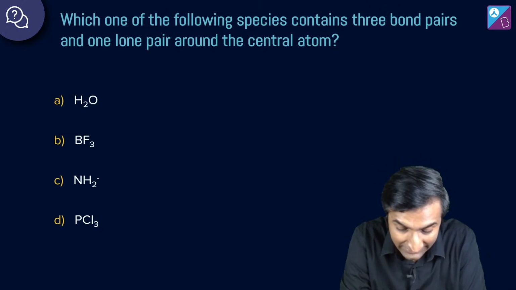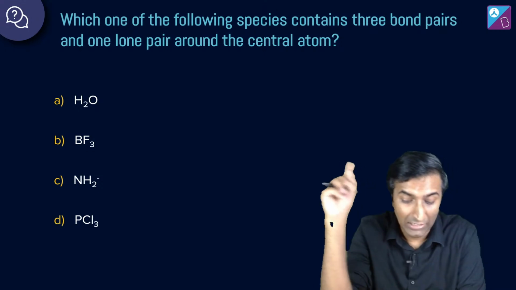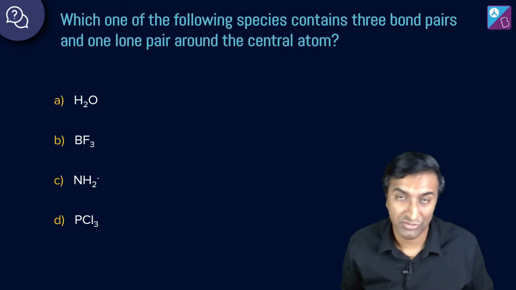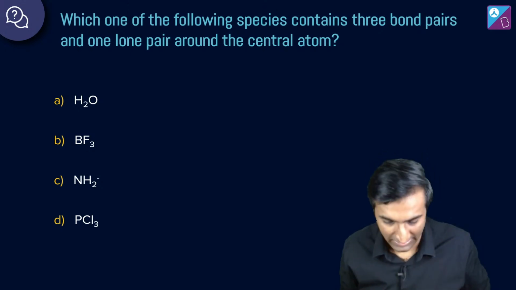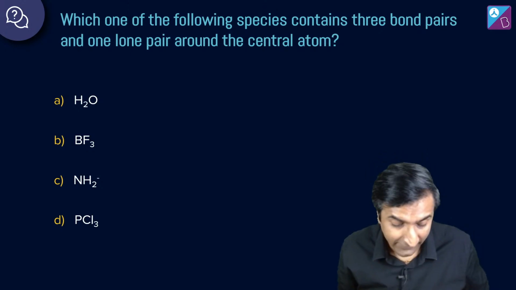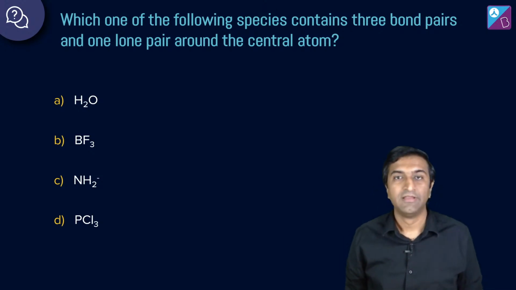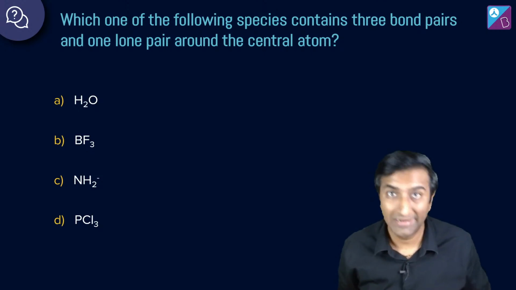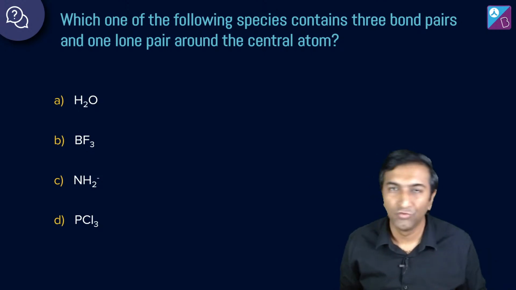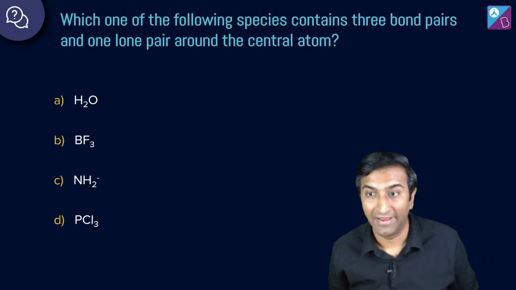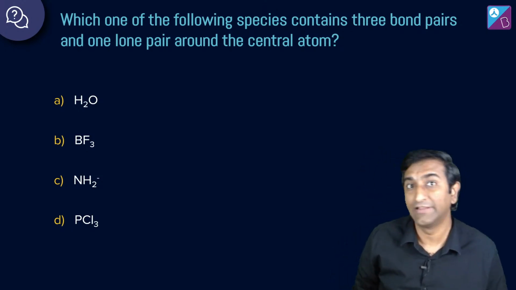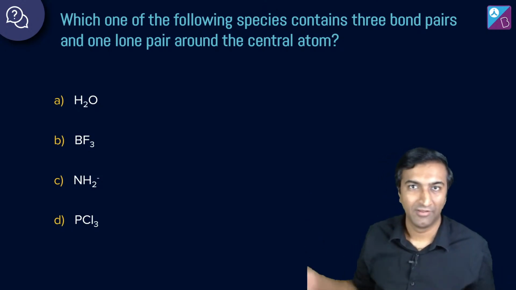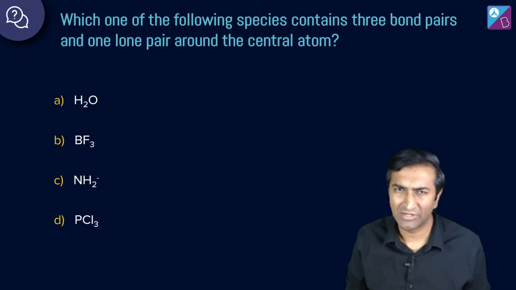Which of the following species contains 3 bond pairs and 1 lone pair around the central atom? Now see how you will do this without drawing a Lewis dot structure. Can you? Try. 3 bond pairs and 1 lone pair around the central atom. Let me be real with you. Such a question will never come in NEET. But this is more for practice, just to get used to the whole thing. If such a question comes in NEET, then NEET will be a very different exam from what it is today. If these kinds of questions come in NEET, then awesome, you are prepared for it. But I'm openly telling you, if these questions are a bit difficult, don't worry about it.